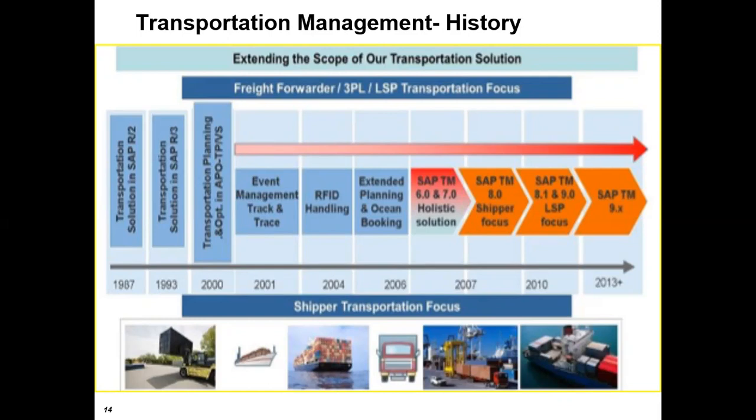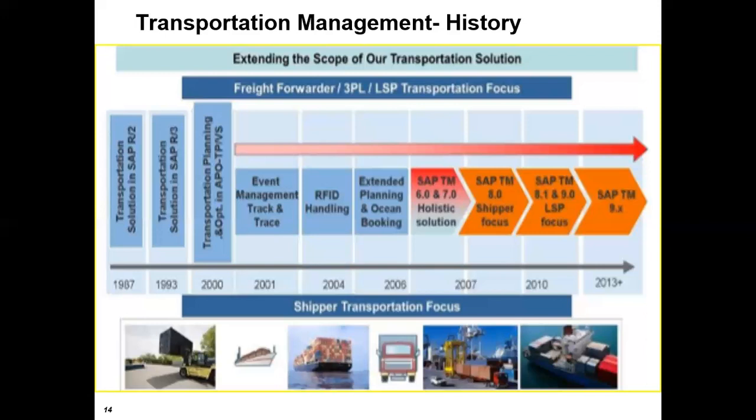Then after 6 years, in 1993, we used transportation solutions in R3. It starts from SAP ERP 4.x. Okay, it is the R3 system. And in 2000, we got some drastic change with the involvement of APO for the optimizations and the transportation planning activities.